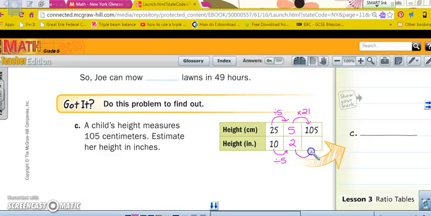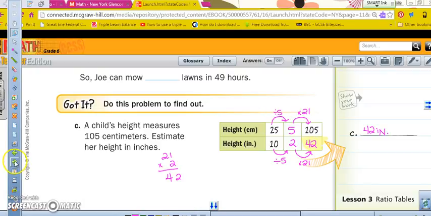Whatever I do to the top, I do to the bottom. I know I keep saying the same thing over and over again, but that's what you do. You have to multiply whatever you do on the top to the bottom. So hopefully it gets so annoying that you remember to do it. And 2 times 21 is 42. So again, if I wanted to, I could highlight this before I even started the problem so I know what my answer is going to be. So her height is 42 inches.